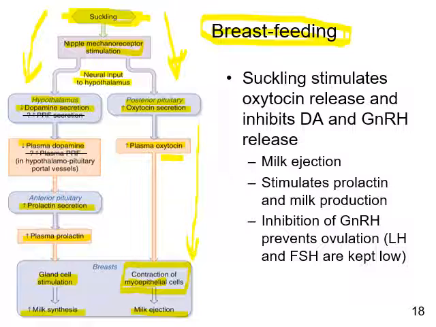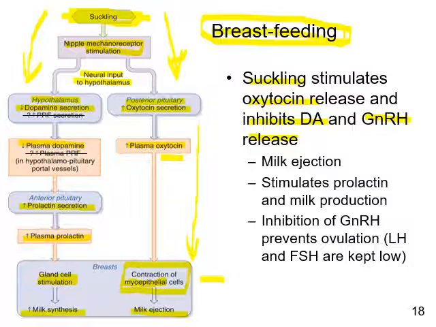So the stimulation by the baby, the suckling by the baby, sucks the milk out of the secretory alveoli, out of the mammary gland, but the myoepithelial cells also push the milk out in response to that suckling. So over here in text, suckling is what stimulates oxytocin release, and it inhibits dopamine release. It also inhibits GnRH release.